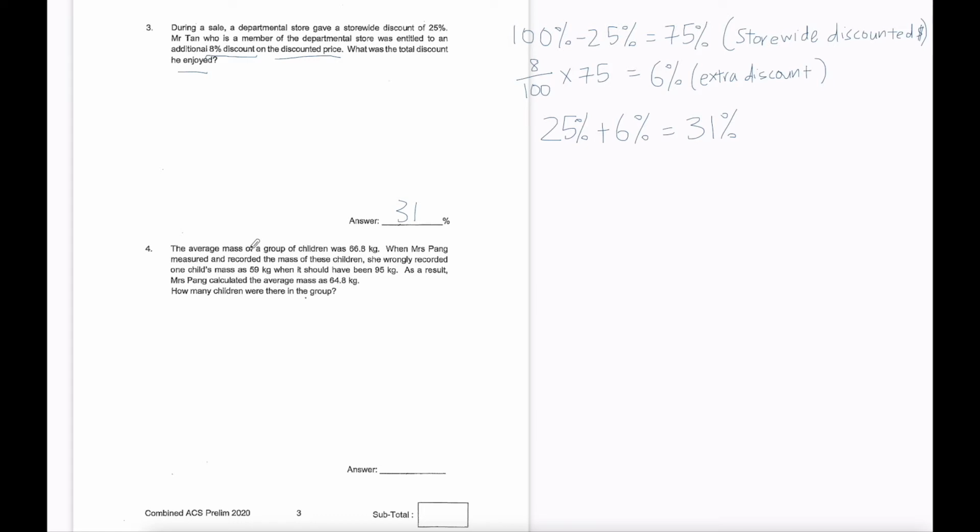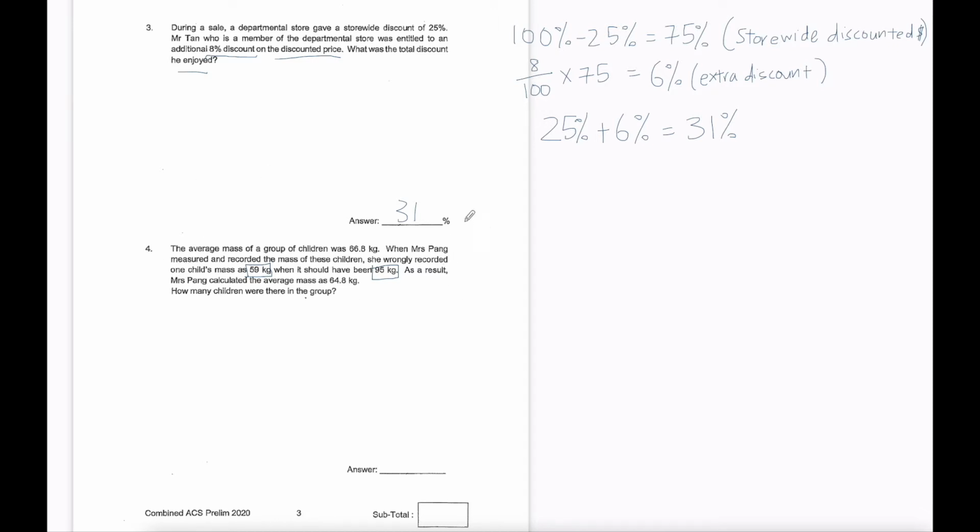The average mass of a group of children was 66.8 kg. When Mrs. Pang measured and recorded the mass of these children, she wrongly recorded one child's mass as 59 kg when it should have been 95 kg. So Mrs. Pang made a very big mistake here. This child is 95 kg, but instead she recorded it as 59 kg. So the total will be decreased by the difference here. As a result, Mrs. Pang calculated the average mass as 64.5 kg. How many children were there in the group?